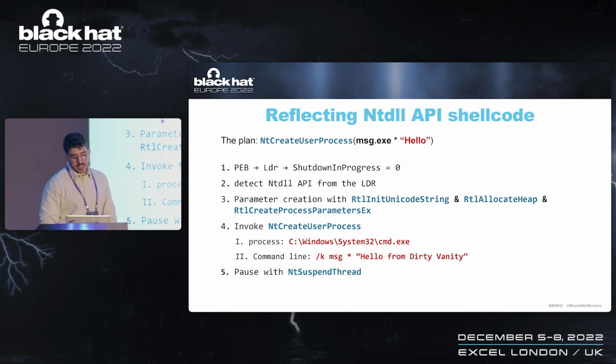And this is what my shellcode is going to do. I'm going to set the contents of the LDR's ShutdownInProgress to be 0, because when this is 1, it harms the process runtime, it harms APIs. And I'm going to find my NT DLL API from the LDR and perform parameter creation for NtCreateUserProcess with RtlCreateProcessParametersEx, and then invoke NtCreateUserProcess from the reflected shellcode, invoking CMD and a command line of msg, hello from Dirty Vanity, and I'm going to suspend it to allow you to see it. Okay, now it's time for the demo.